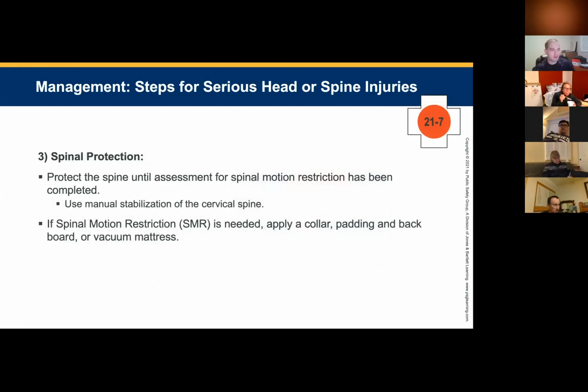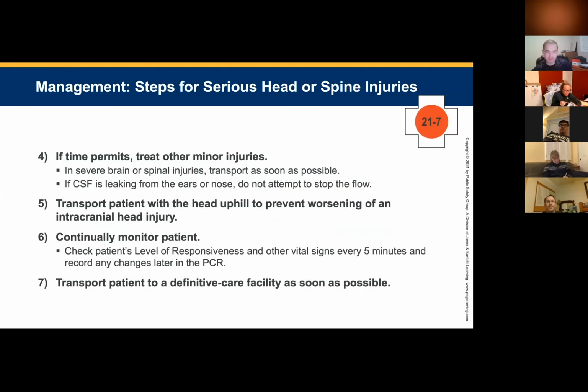And then we also want to take spinal precautions. That's going to involve applying a collar and padding and backboarding as necessary. And then if time permits, treat minor injuries. If there's severe brain or spinal injuries, transport as possible. If CSF is leaking, just basically cover it up. Don't attempt to stop it.